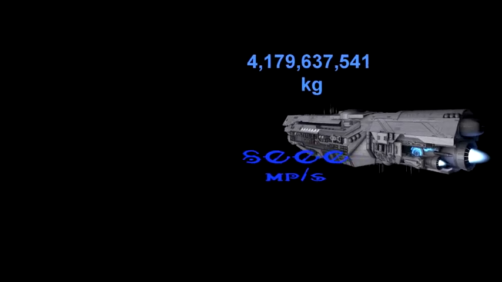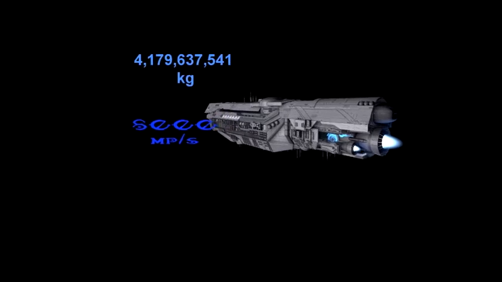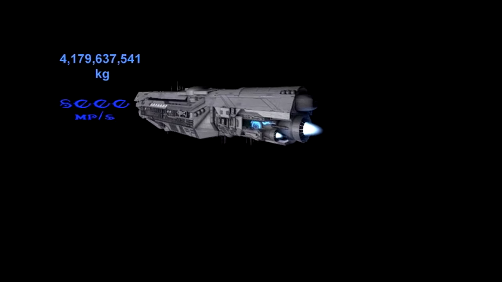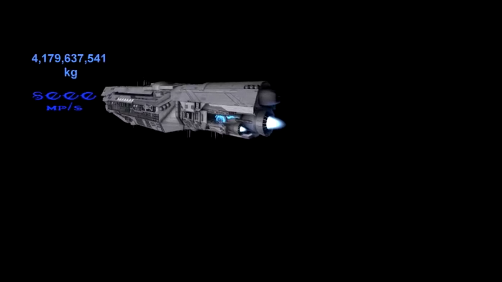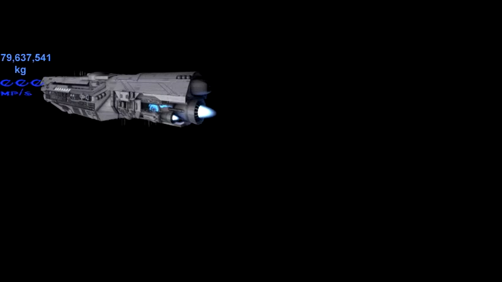So we see here this cruiser, which weighs 4,179,637,541 kilograms. It's got a mass, okay, that big number. And then its motion is 8,000 miles per second. Not fake numbers. These are all estimations from the Halo community. So yeah, that's pretty heavy and that's pretty fast. And since it's got a mass and it's moving, it will have a momentum.